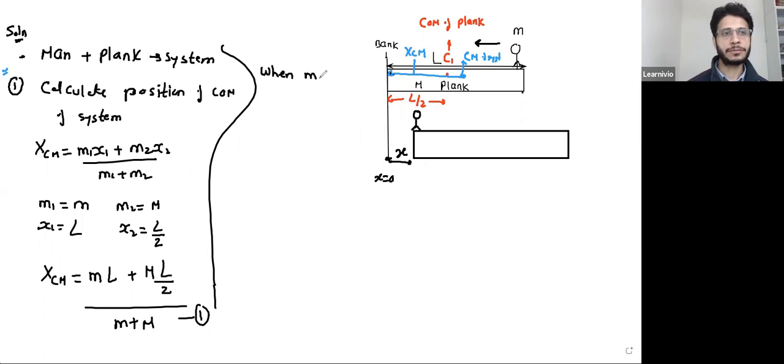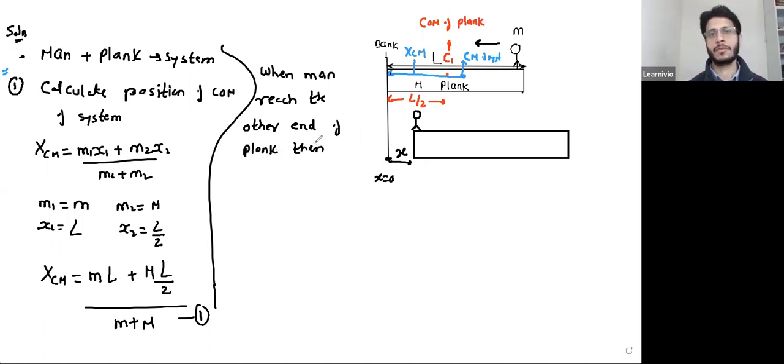When the man reaches the other end of the plank, then the coordinates of center of mass... So what are the coordinates of center of mass now, when this man has reached the other end?